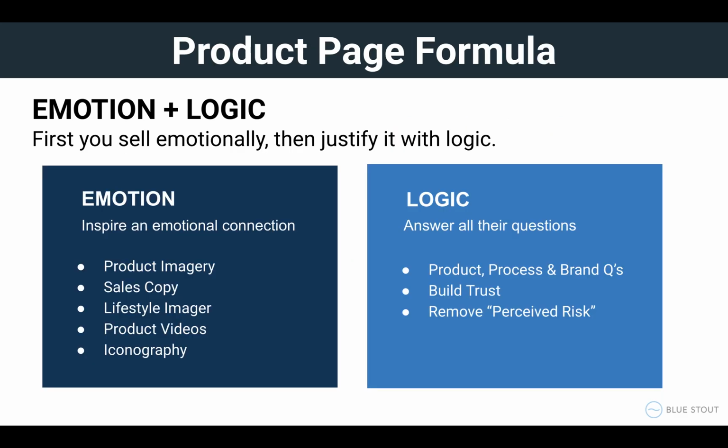So this is what we call the emotion plus logic framework. And it goes back to the statement I made earlier, which is customers essentially make purchase decisions in 2 stages. The first is emotion. Emotionally, they're making the decision. And you do this all the time, right?